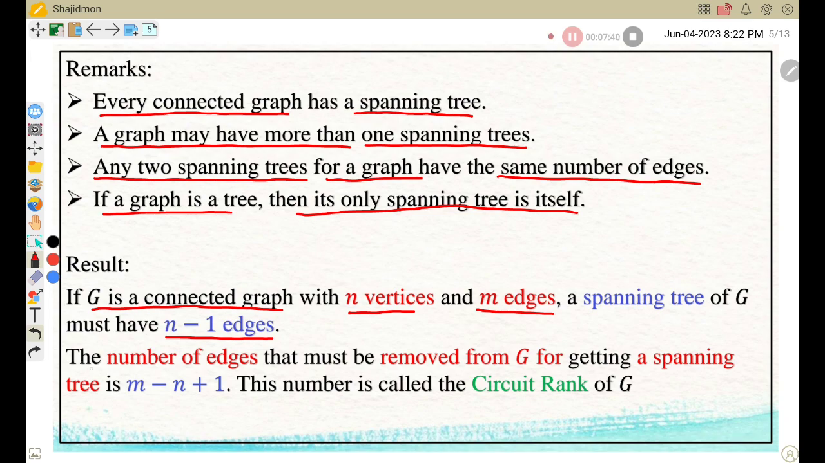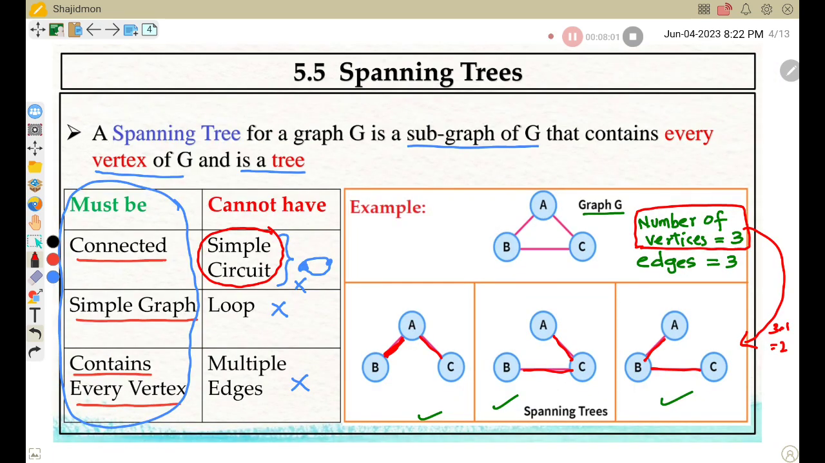And the second point is the number of edges that must be removed from the graph G to get a spanning tree, which is m minus n plus 1. This number is called the circuit rank of G. So what is the point here? How many edges do we need to remove for getting a spanning tree? For example, see this graph, this is the original graph. From this graph, how many edges did we remove for getting a spanning tree? One edge, correct? One edge we removed.